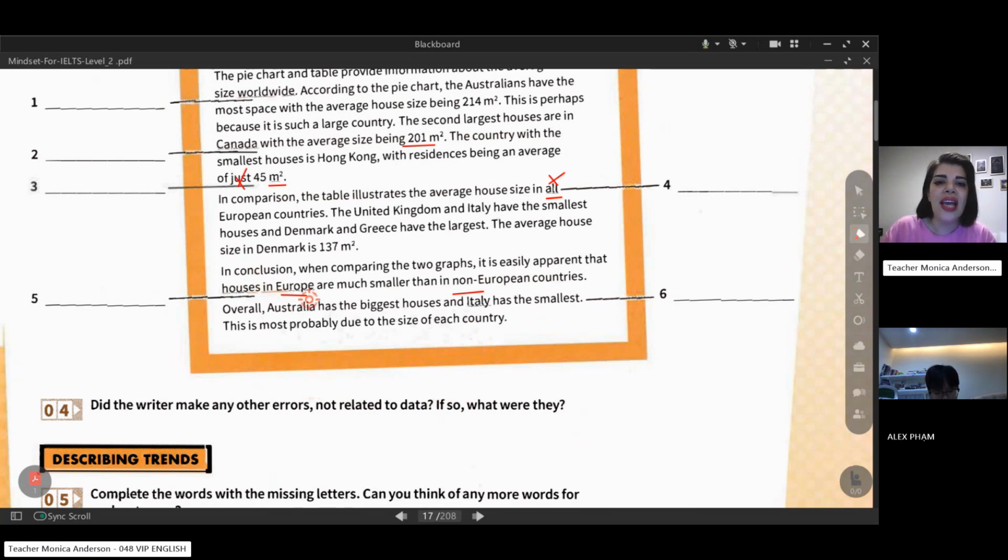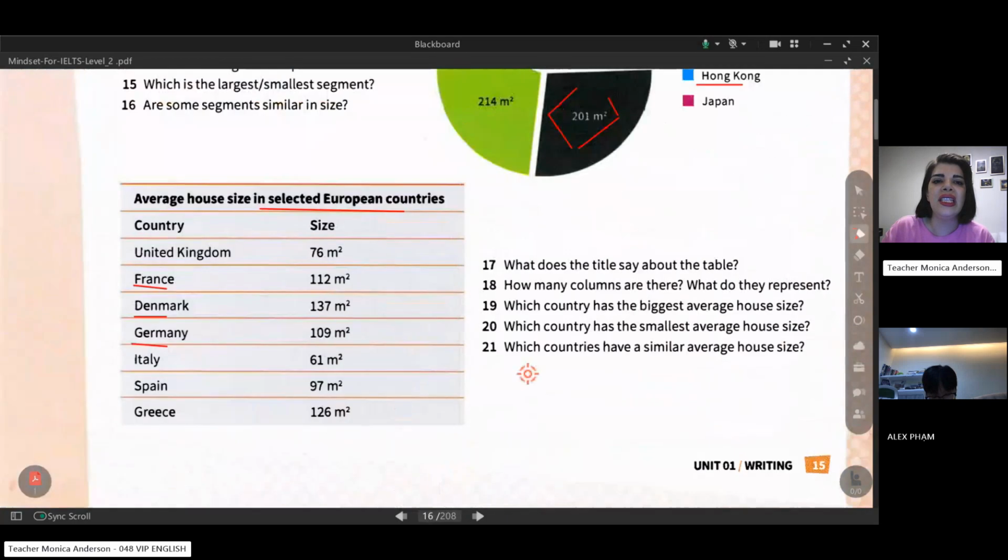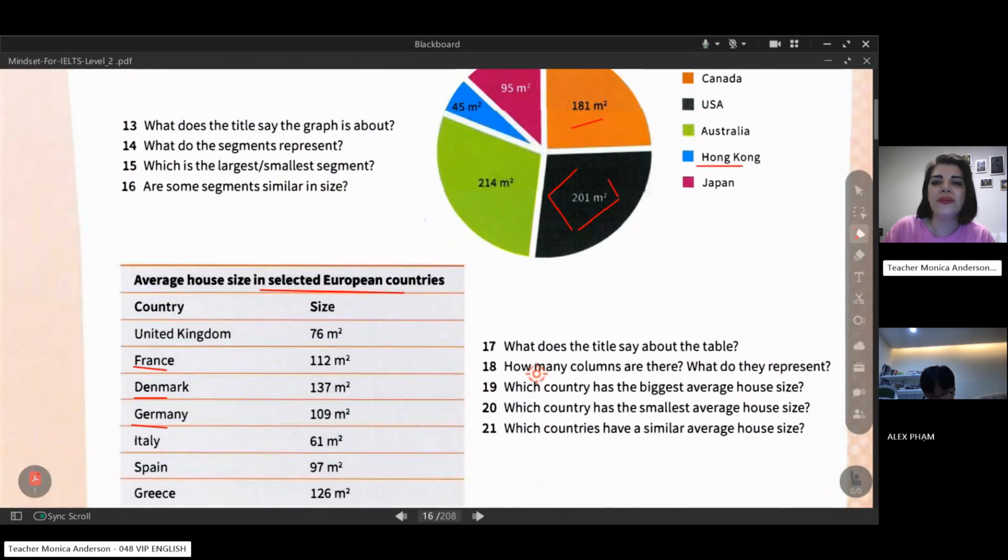And the last one, Italy has the smallest, Australia has the biggest houses. Let's see. Italy has the smallest? Italy, 61. Hong Kong, 45. So Hong Kong. Yeah, of course, not Italy.